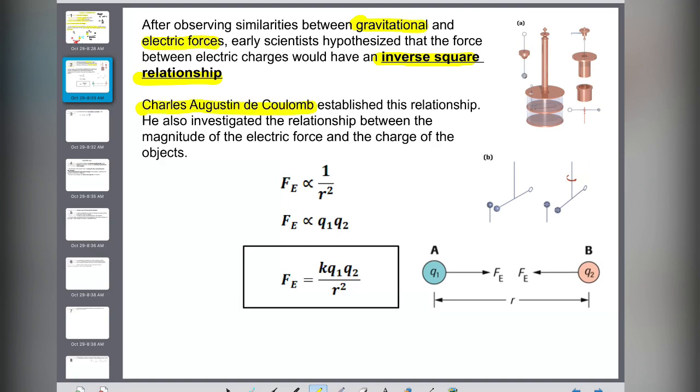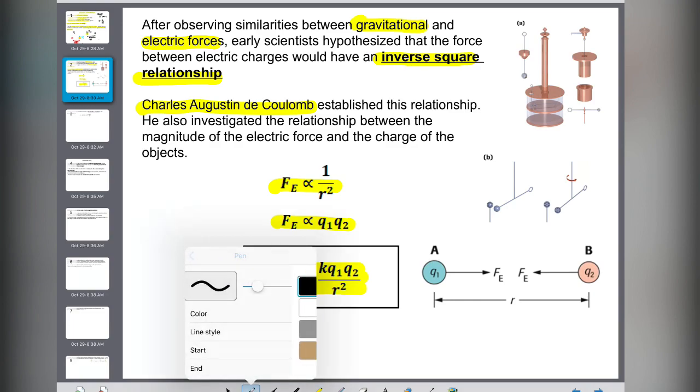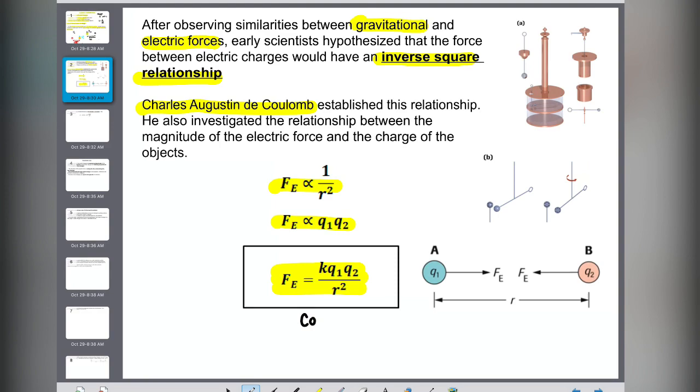And then of course, the scientist Coulomb established a relationship and found that the electric force is inversely proportional to the square of the distance between them, and directly proportional to how strong each of the charges is. So he put the equation together, and this is called Coulomb's law. So this itself is Coulomb's law.